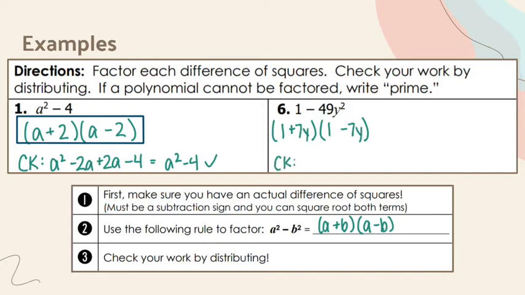To check our answer, we use the FOIL method. 1 times 1 is 1. 1 times negative 7y is negative 7y. 7y times 1 is positive 7y. And 7y times negative 7y is negative 49y squared. Again, our middle terms cancel, and you'll see that what's left is what we started with. So that means this is the correct answer.